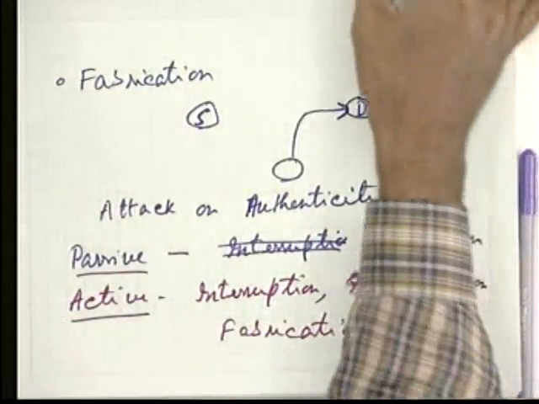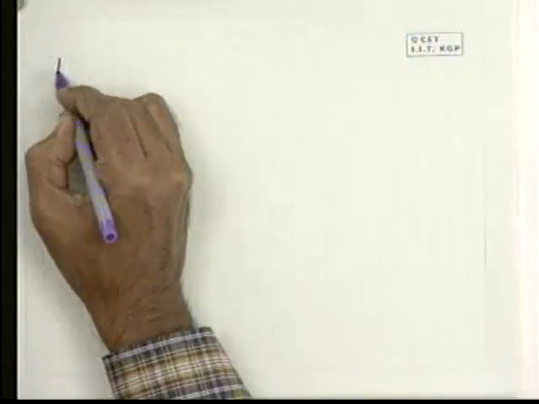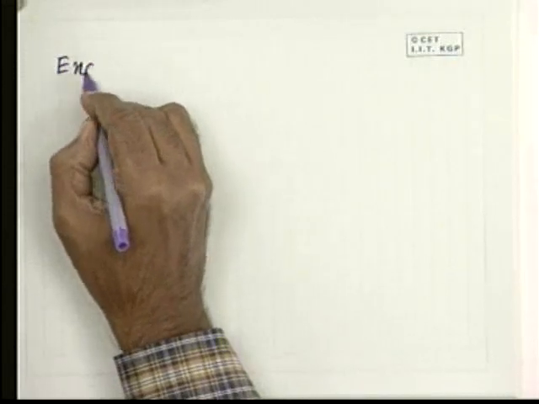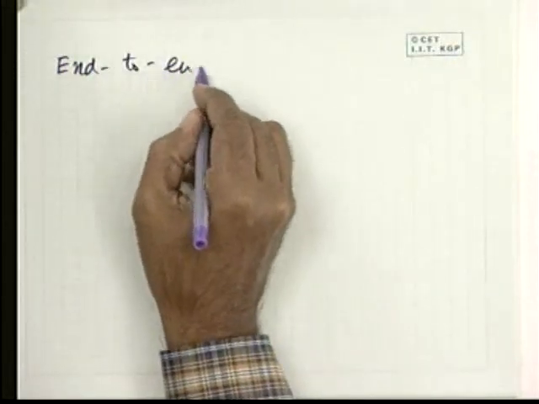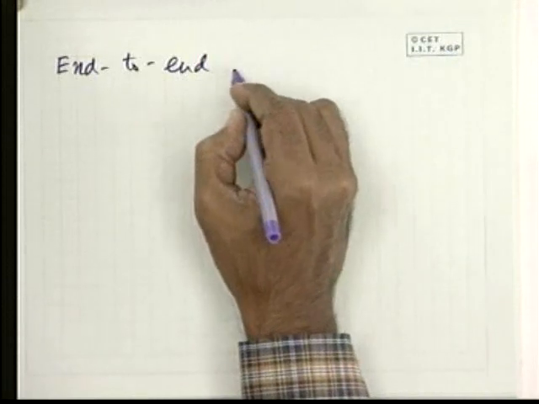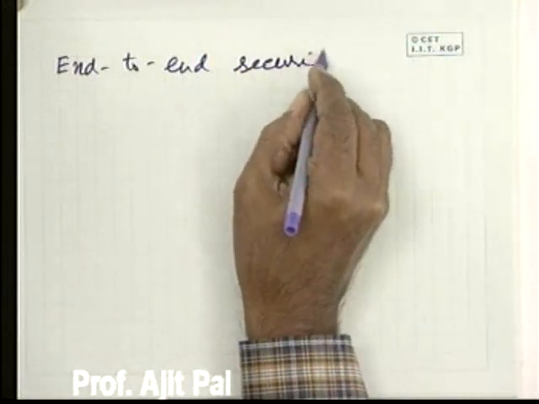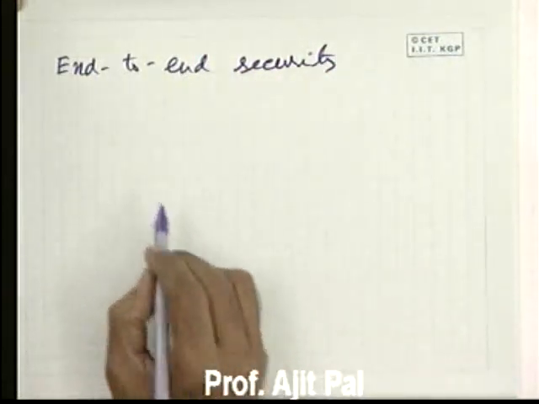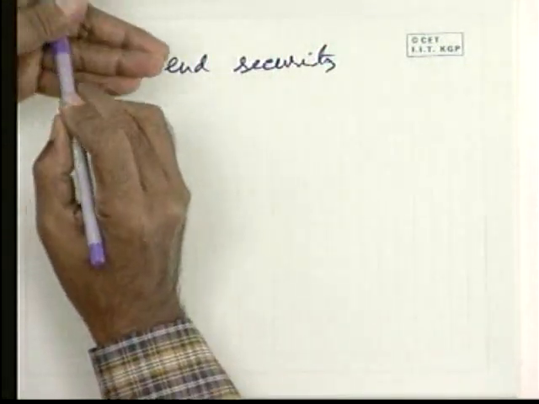The question arises, how can we prevent these attacks? The most dominant technique used for security of the computer and the network is encryption and decryption. Let us see how it is implemented. With the help of encryption, you can perform end-to-end security. The approach can be explained with the help of this diagram.